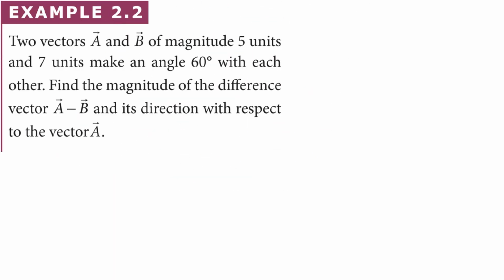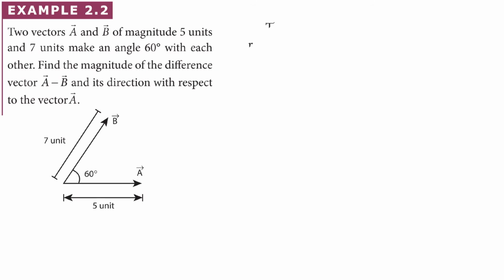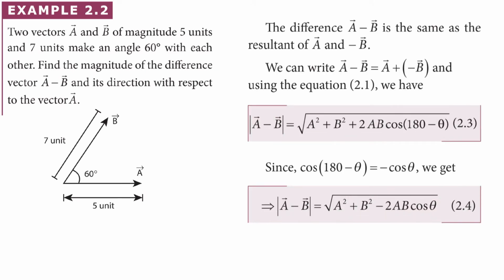Here we have two vectors, vector A, which has a magnitude of 5 units, and vector B, which has a magnitude of 7 units. So we have to find the difference between these two vectors, A minus B, which we can also write as A plus negative of B. And this is what I was trying to explain for the past 2 minutes.